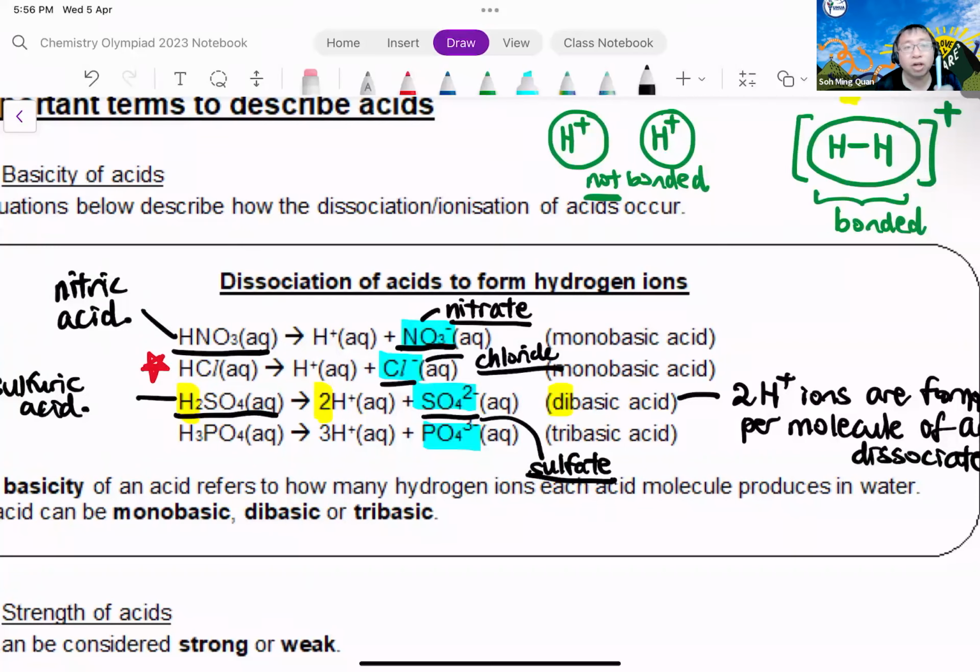Okay? So how is that important? It means that reactions involving sulfuric acid will be faster. The speed of reaction is faster if you use sulfuric acid compared to hydrochloric acid. Because sulfuric acid is dibasic, it produces 2 H+ per molecule. Therefore, the concentration of H+ is higher. Okay, so the basicity of acids has an impact on the speed of a chemical reaction involving the acid.